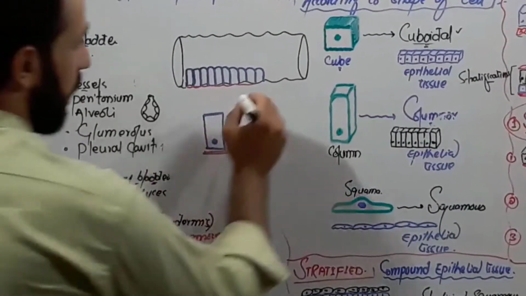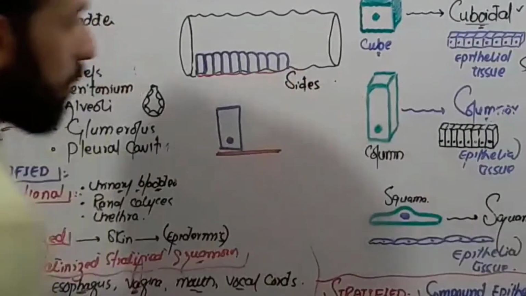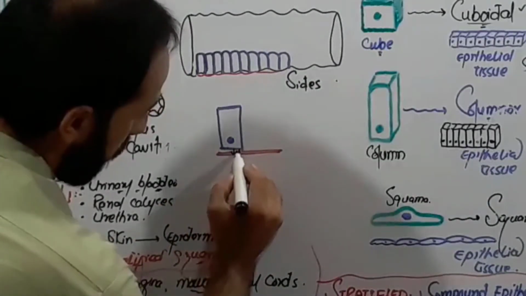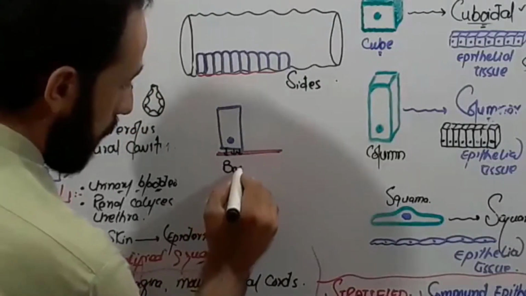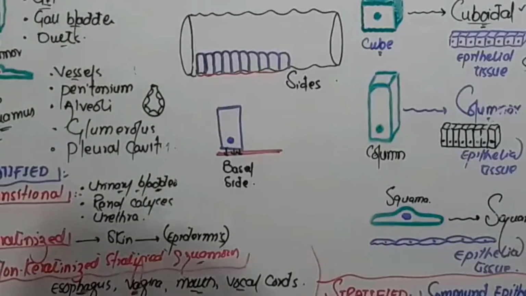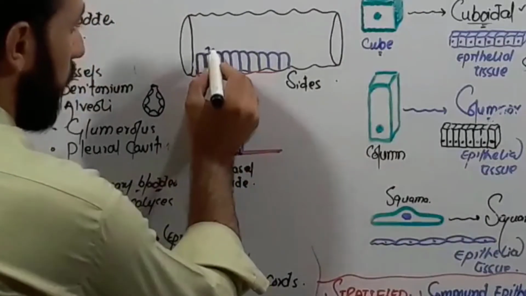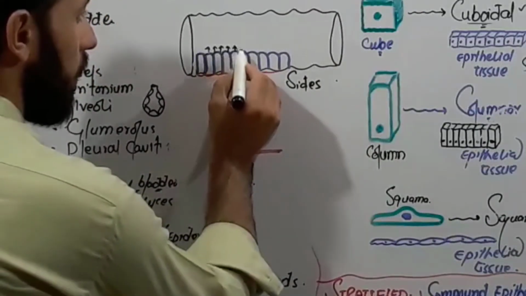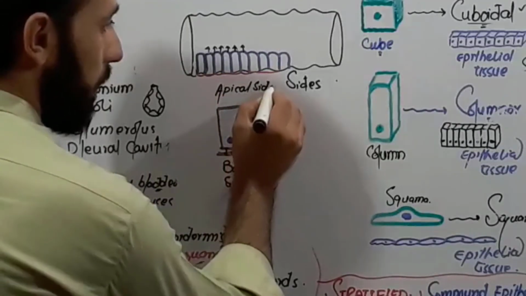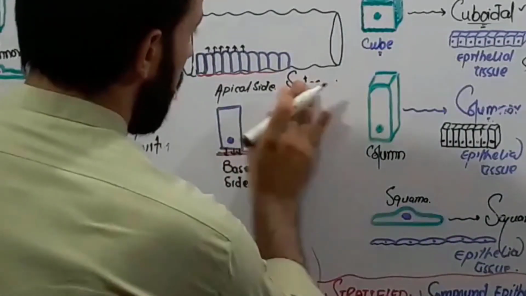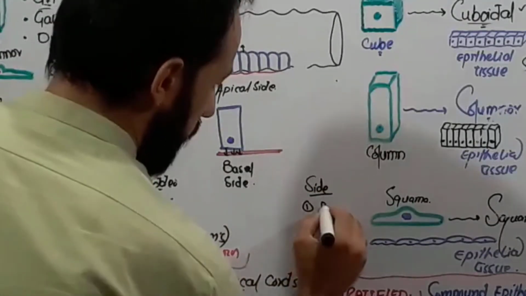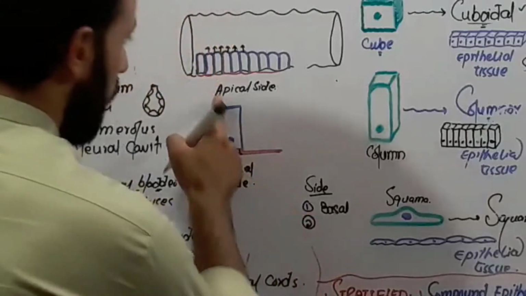Now this epithelial cell has sides. They have sides. What are the sides? First of all, this side which is towards the basement membrane is called the basal side. Basal side, right? Then this side which is towards the lumen is called the apical side. Apical side, right? So epithelial cells, as I told you, have sides. How many sides? Number one, the basal side. Number two, the apical side.